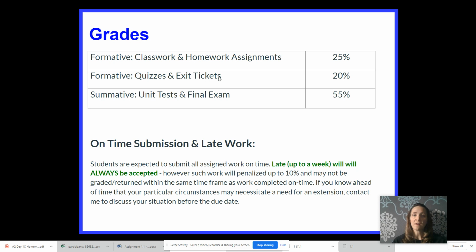Summative work will be our unit tests and our exams. No student will ever be asked to take a test or an exam without first being given opportunities to practice that material and check in to see what they know and don't know, and then have an opportunity to have some intervention time with me. But students are expected by the time they take their summative exams to have worked on that material, practiced it, and be prepared to demonstrate proficiency.